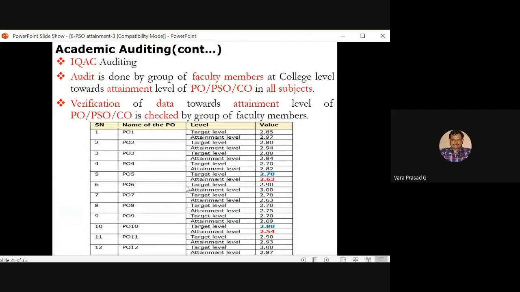Now, there is another committee called IQAC auditing. IQAC auditing is done by a group of faculty members at the college level. For instance, 2 people from mechanical, 2 from civil, 2 from EC, 2 from computer science; this depends upon the college policy. The objective is that they do some sort of auditing. Generally they focus on the PO and PSO attainment values in all the subjects, and they cross-verify whatever data has been submitted by the department committees.